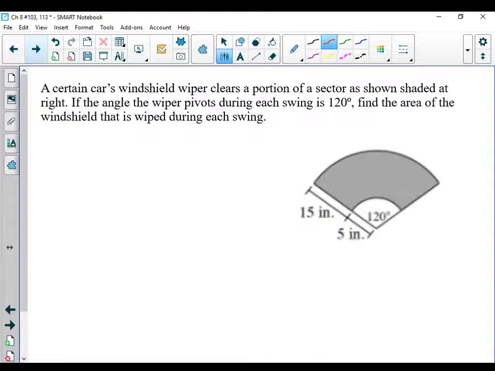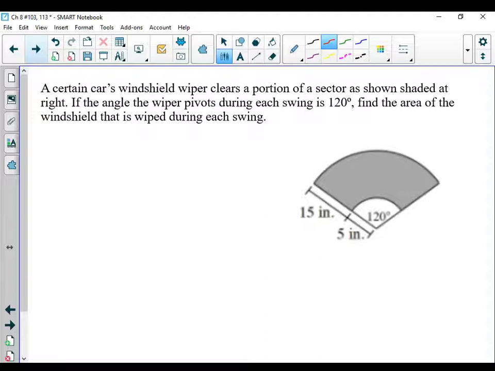All right, last problem here. Let's see what's happening in this situation. This one says a certain car's windshield wiper clears a portion of a sector as shown shaded at the right. So the shaded part would be where the windshield wiper covers. If the angle the wiper pivots during each swing is 120 degrees, or another way to think about it, that's our central angle. We want to find the area of the windshield that's wiped during each swing.